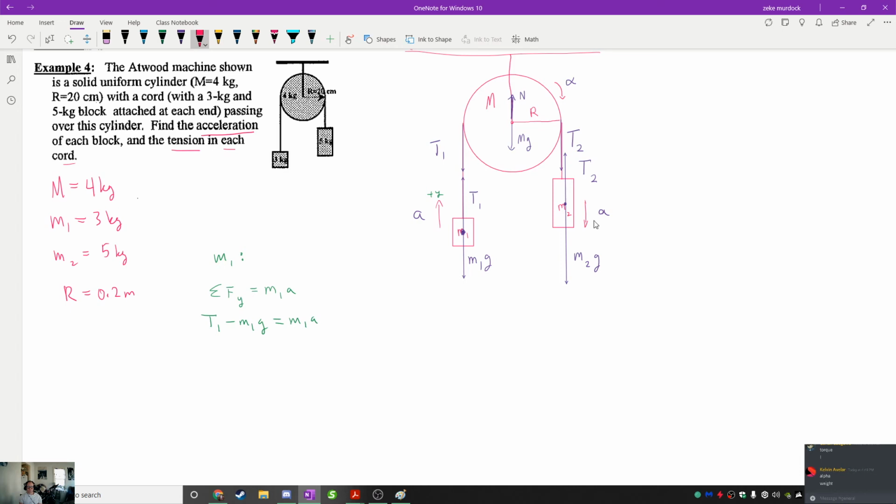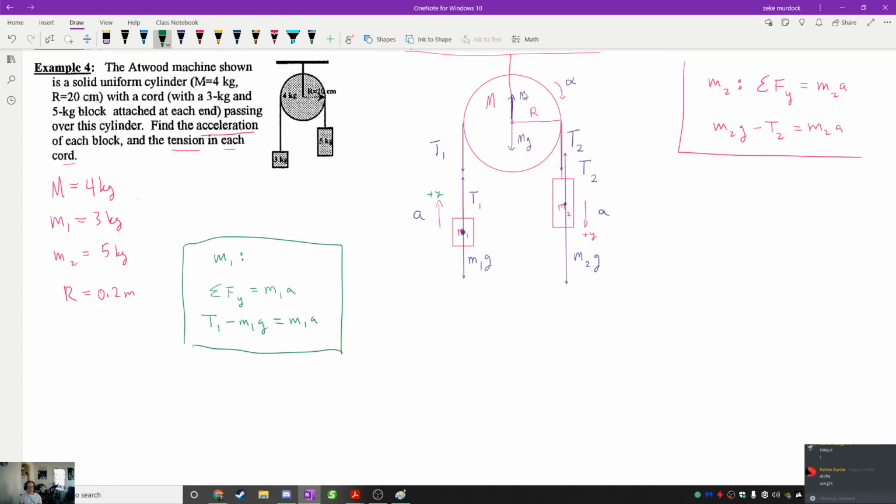For M2 over here, we're going to define down to be positive y because that's the direction that's accelerating. And we're going to write sum of forces in the y direction is equal to M2 times its acceleration. There's M2G minus the tension T2 is equal to M2A. So we get those two equations. They have three unknowns, T1, A and T2. So I need one more equation. So let's leave this one alone for now, and this one as well. We'll come back to them.